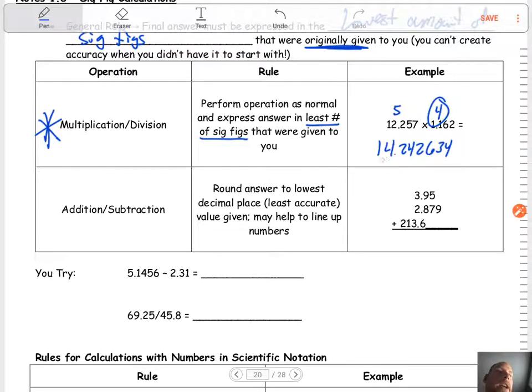The trick here is to count out. Okay, I have a decimal, so I'm starting at the left side. 1, 2, 3, 4. Those are the 4 that I'm going to keep. Okay, now in terms of rounding, we would look in this case to the 5th number. And that's going to be our guide as to how we're going to round, whether we're going to round up or down. Less than 5, we round down. Greater than 5, we round up. So our answer here would be rounded to 14.24. Okay, so multiplication and division, we are going with the least number of Sig Figs total in any number.